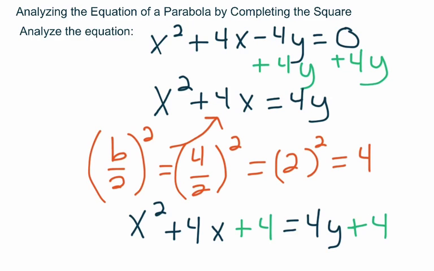Now we take our new constant, 4, and add it to both sides of the equation, so that we have x squared plus 4x plus 4 equals 4y plus 4. By adding the constant 4 to both sides, what we've done on the left is create what we call a perfect square trinomial. We need to factor this perfect square trinomial on the left-hand side.